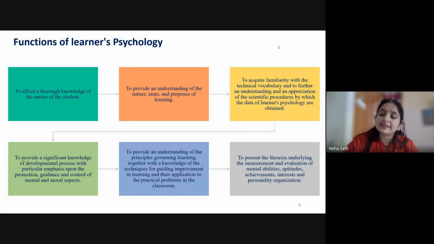It also helps to present the theories underlying the measurement and evaluation of mental abilities. At the year end, the purpose of us as teachers is to understand whether what we have taught throughout the year or the semester, our students understood it or not. We are judging them using various tools, and taking exams is also one of the tools. So we are evaluating their mental abilities, their aptitudes, their achievement, their interest, and of course their personality, and how we can improve their personality. When we feel satisfied that throughout the semester the student is able to grasp what we were trying to teach, then only we promote the students to the next semester. So these are the functions of learner psychology.